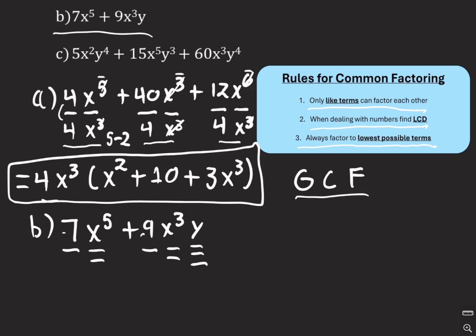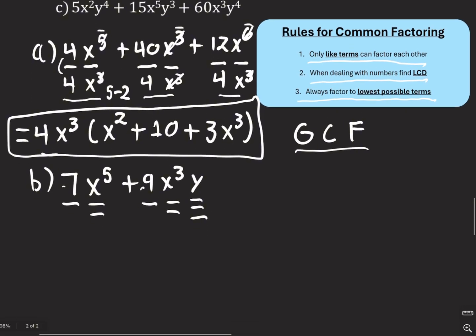Well, 7 is actually a prime number, meaning it can't be divided by anything except for 1 or itself. And we also can't divide 9 by 7 and get a whole number. So in this case, there's actually no number to divide by here, so we can't factor out any number. So let's move on to our x terms. Well, x to the 5 and x to the 3.